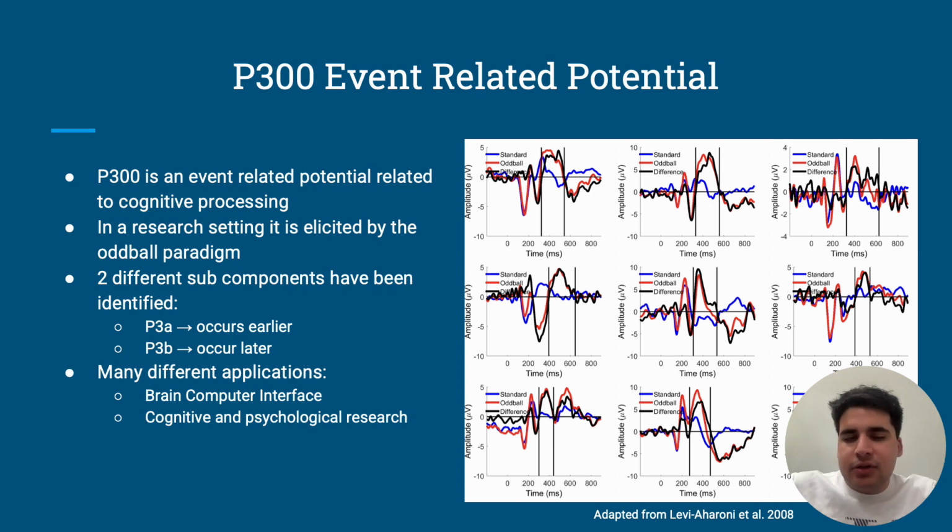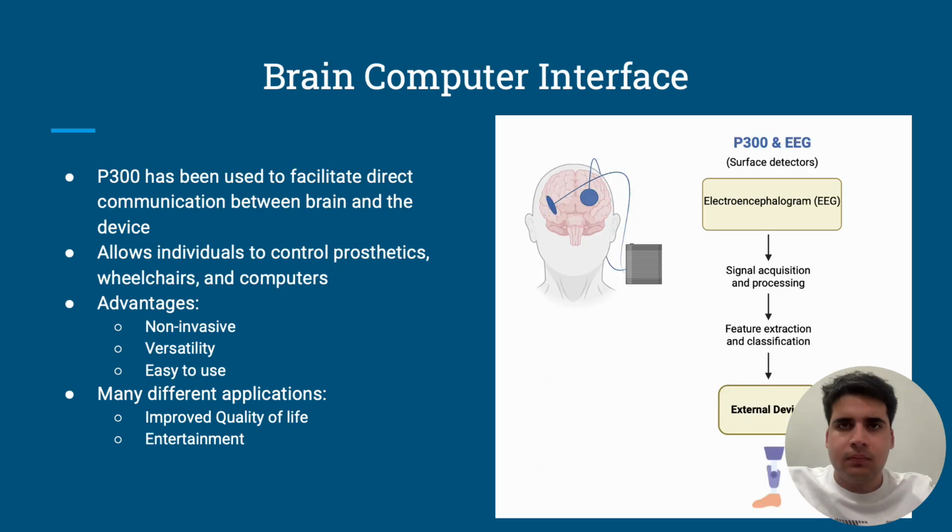Furthermore, P300 has many different applications that are currently under investigation and being researched by scientists. The first one is brain-computer interface, and the second one is related to cognitive and psychological research, which is something that we will cover in the next slide. So now let's turn our attention to some of the applications of P300 that we discussed. Let's start with the brain-computer interface.